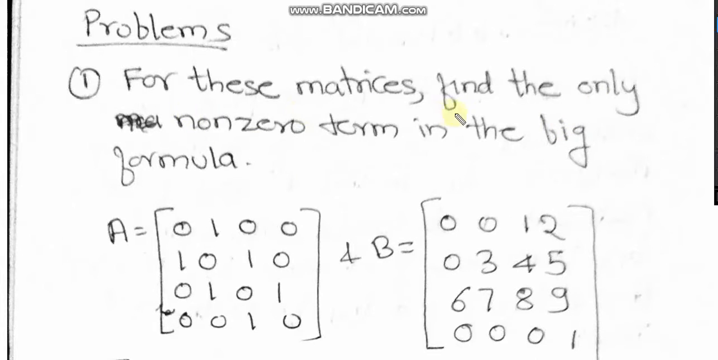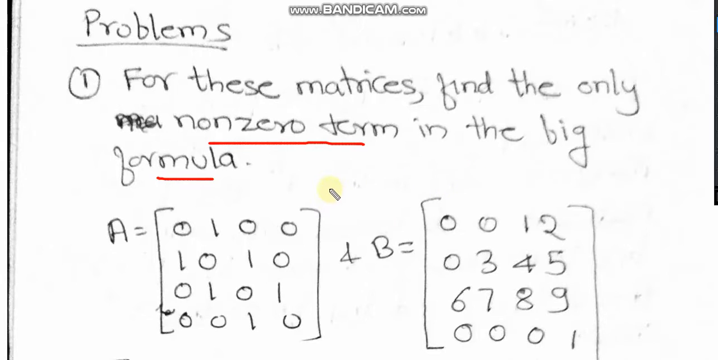So the first problem is, for these two matrices that have been given, you have to find out the only non-zero term in the big formula. So what is the big formula? The big formula is nothing but the combinations of elements, one element in each row, and the product of that. That is the summation of A1j, A2j, A3j and the permutation.